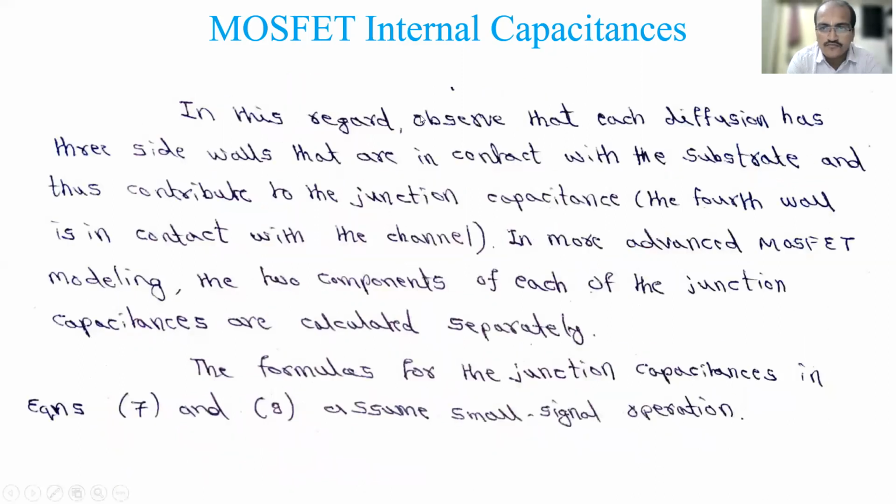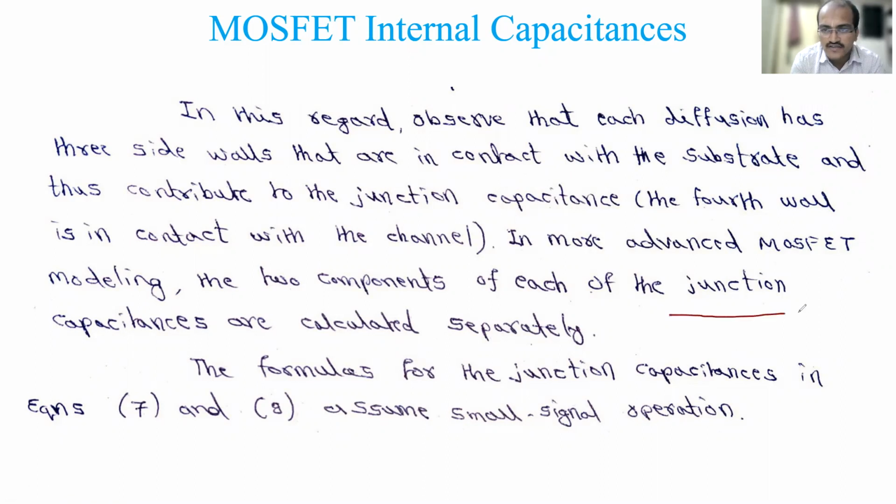In this regard, observe that each diffusion has 3 side walls that are in contact with the substrate. So 3 sides are connected to the p-type substrate, and thus contribute to the junction capacitance. That's why they are contributing. And the 4th wall is in contact with the channel. You have seen the diagram, right? I have shown you many times.